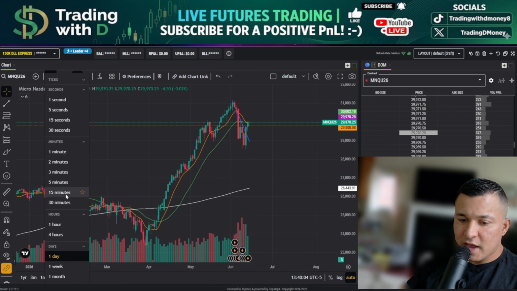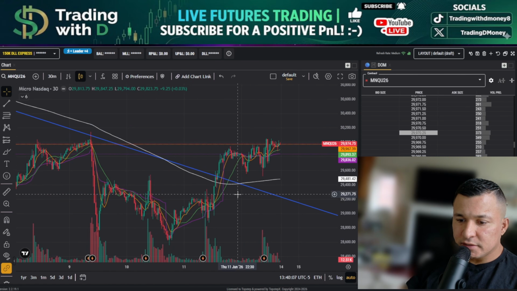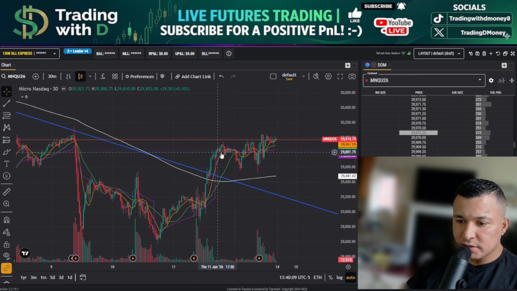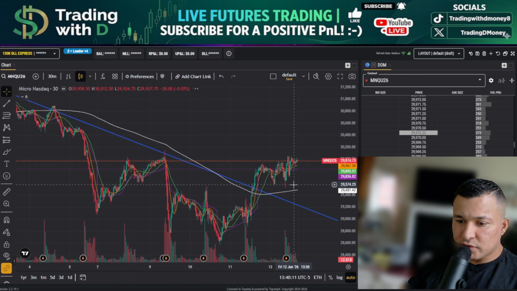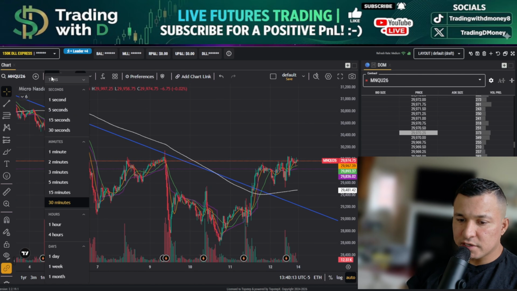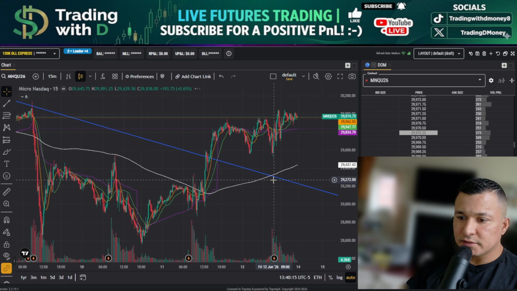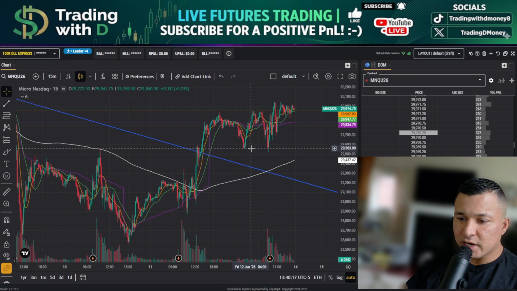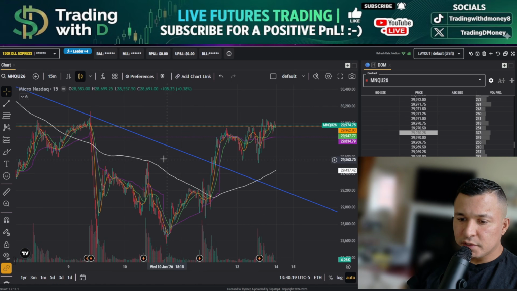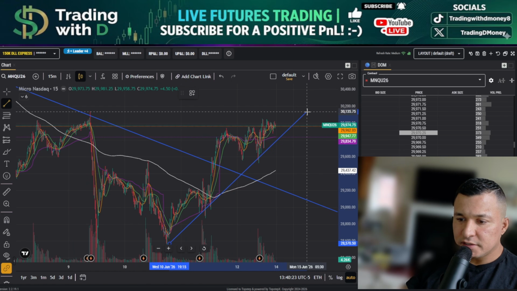So if you go to a lower time frame, let's go to 30 minutes. See, 30 minutes is holding. It broke the downtrend, had a little small downtrend. If you go to the 15 minutes, what are you going to see? It's reclaimed as well. So you can even change your line here, right? You can change your line on the 15 minutes.